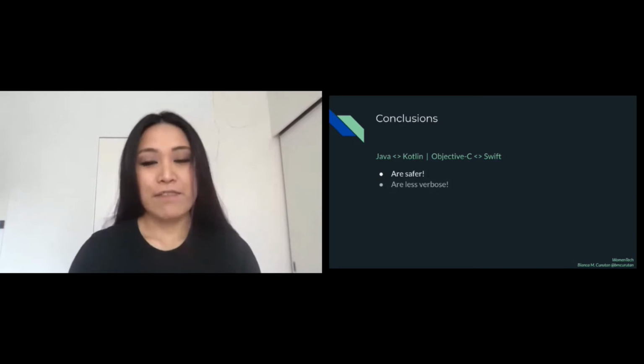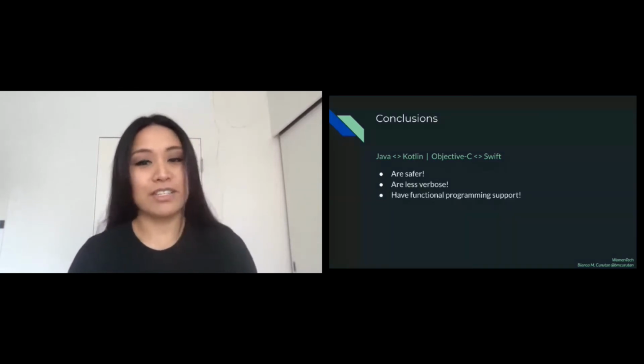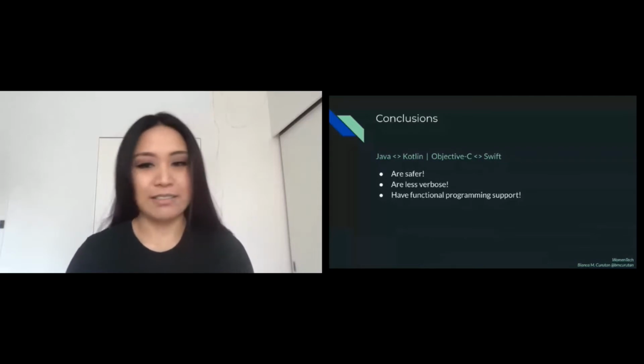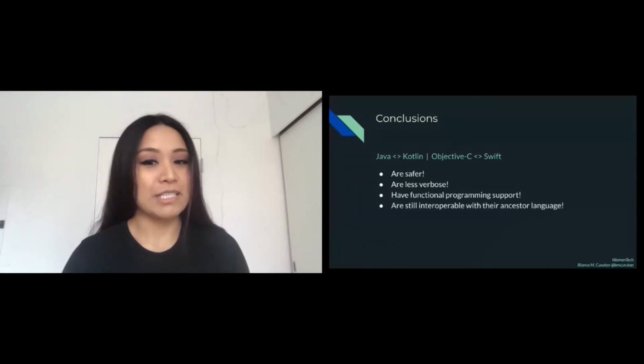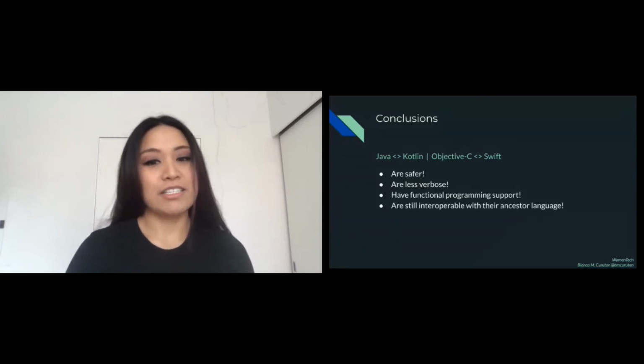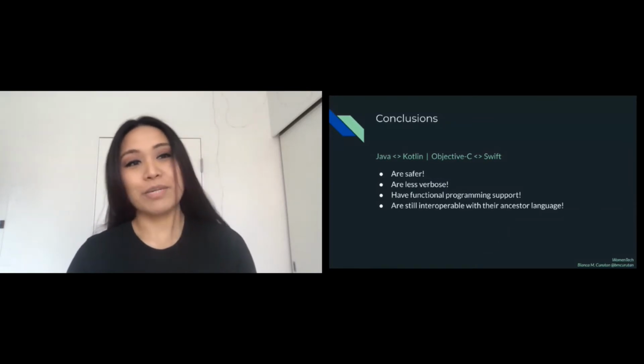They both have functional programming support, useful if you're familiar with other functional languages such as Lisp or Haskell. And on top of all that, they're still interoperable with their ancestor languages. So it's possible to use Java and Kotlin in the same code base or Objective-C and Swift. And this makes it easier to develop new projects or maintain older ones.